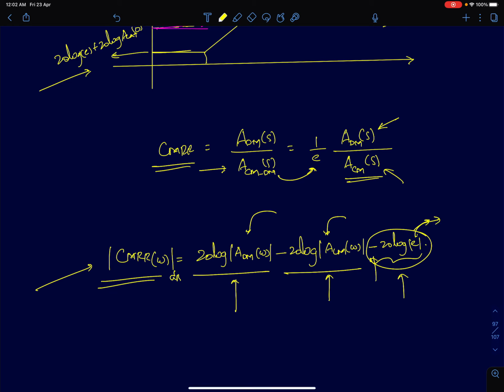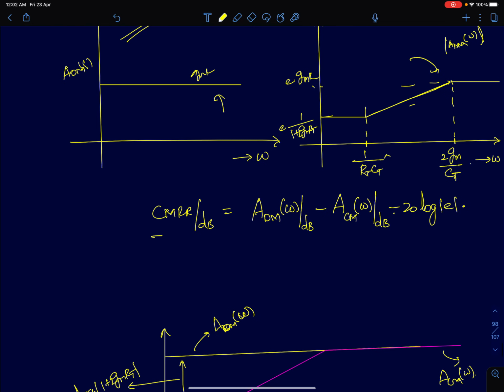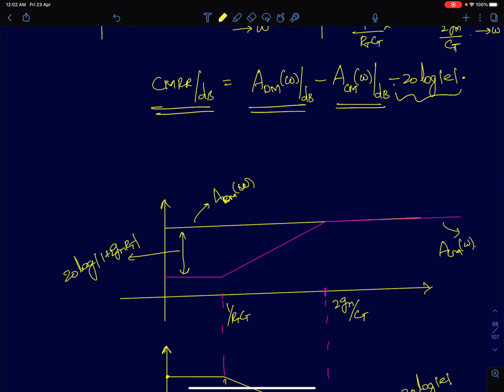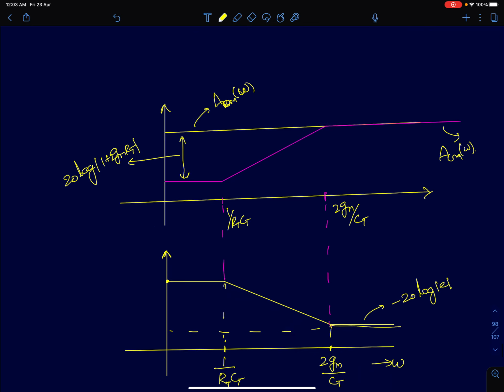So finally, after showing these plots, I will draw the conclusions as to what is the effect of this capacitance CT on the frequency response of this amplifier. So this is the differential mode gain and this is your common mode gain. I will now represent it. So what I have shown here, CMRR in decibels is differential mode gain in decibels minus common mode gain in decibels and some constant term 20 log of E. So here first I will plot both the graphs, both differential mode and common mode gain in the same plot, so we can directly draw the CMRR from this graph.